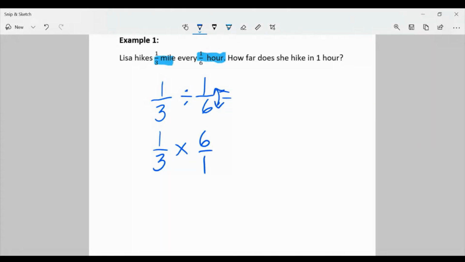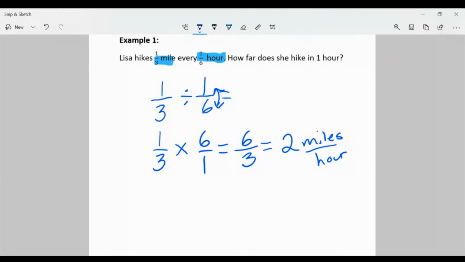So now I just have a multiplication with fractions. And when we multiply our fractions, we multiply straight across, right? The numerators we multiply together, and we multiply our denominators together. So 1 times 6 is just 6. 3 times 1 is 3. Now, I can simplify this. 3 goes into 6 2 times, right? So that means Lisa's going to walk 2 miles for every hour.